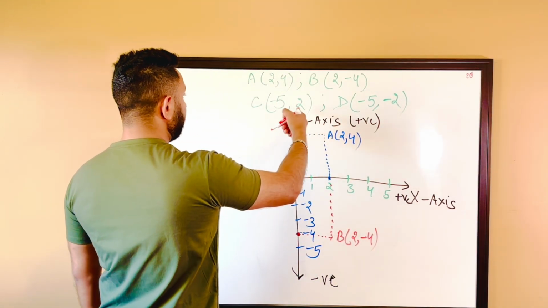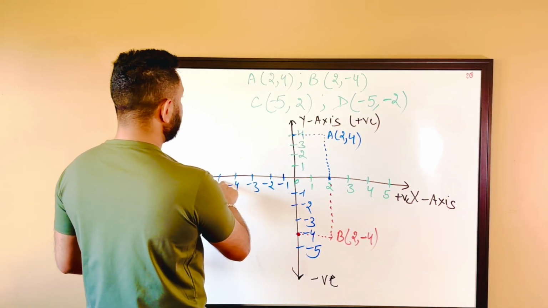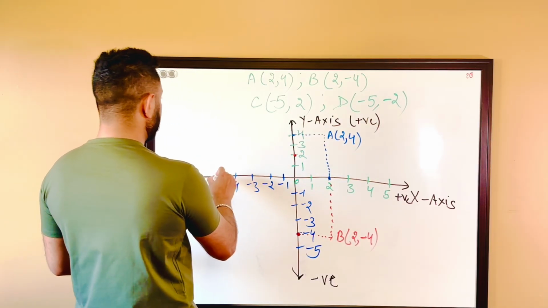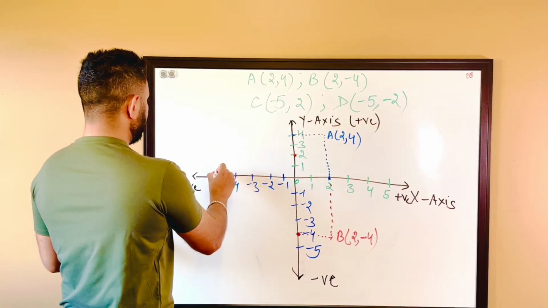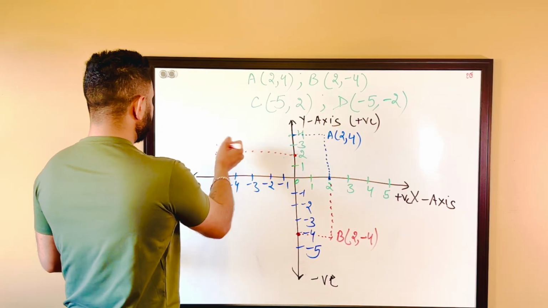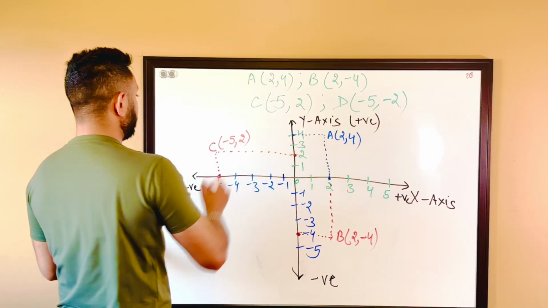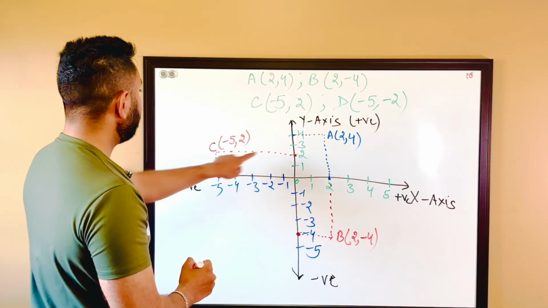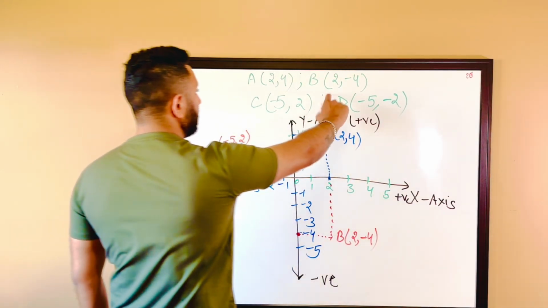And C. So minus 5 and 2. So that means minus 5 here and 2. So this is x coordinate and this is y coordinate. So this is minus 5 and 2. Like the x coordinate here minus 5 and the y coordinate here 2. Now D.